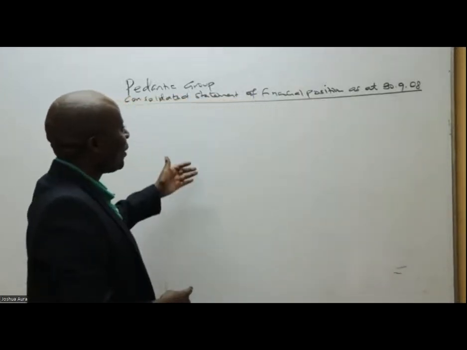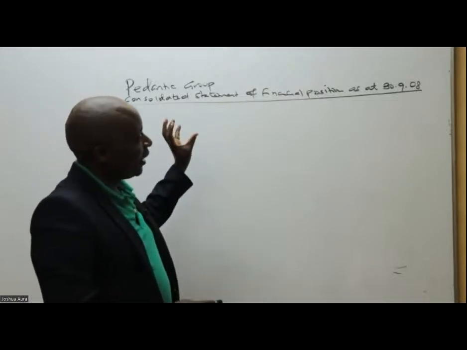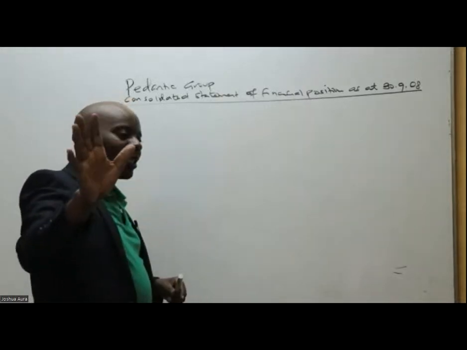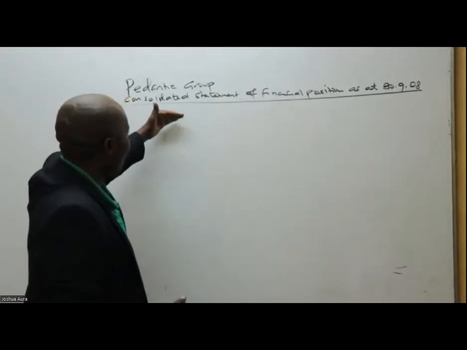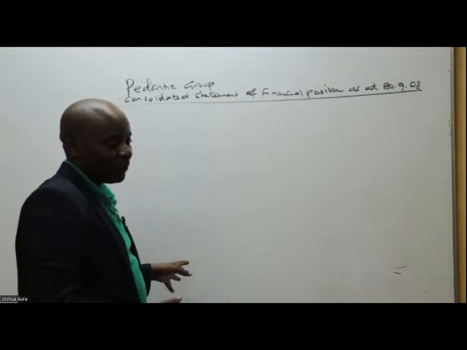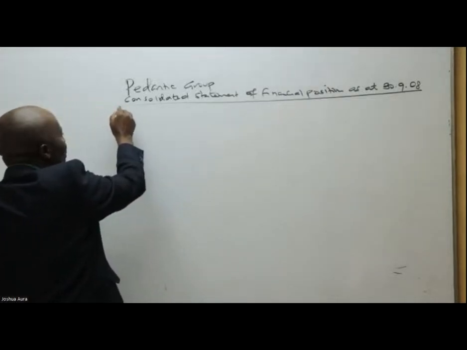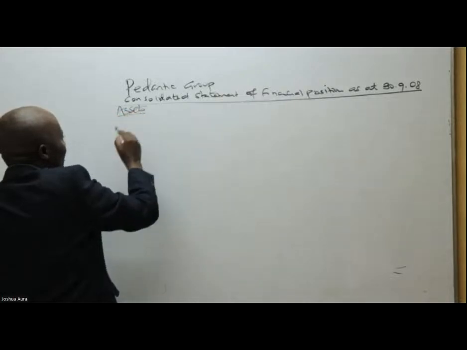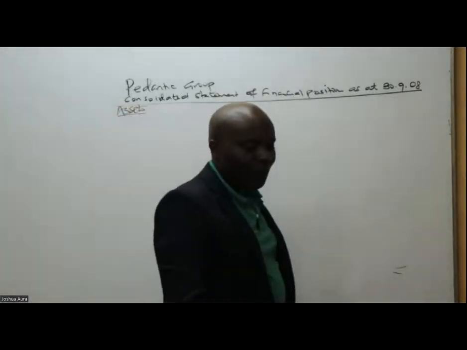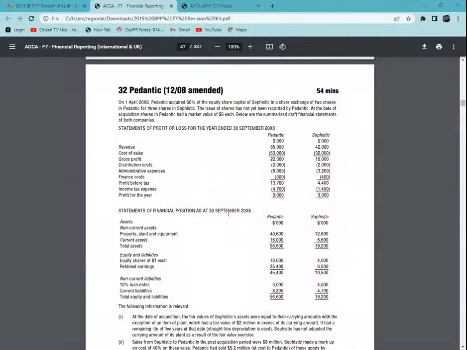So remember how we structure our statement of financial position. It is assets vis-a-vis how those assets have been financed. We start with assets, and then we look at equity and liabilities. So we mention the assets. Remember, you are taking everything the way it has been given in the question paper. It is the statement of financial position that we are consolidating.